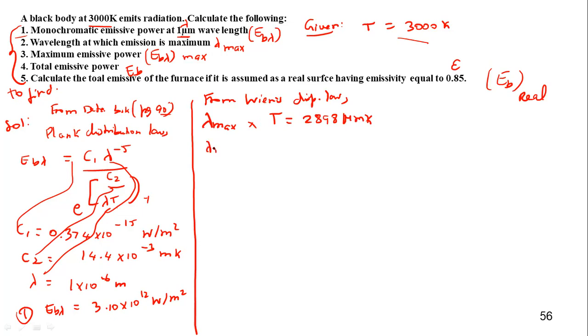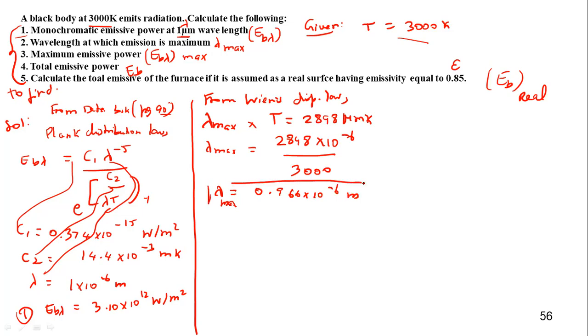Okay. So lambda max is equal to 2898. We convert the micrometer into 10 power minus 6, divided by the temperature. Going to the right hand side, we get the division by 3000, that is 3000 Kelvin. Okay. So we finally find the maximum wavelength, that is 0.966 into 10 power 6 meter. Okay. So this is the second value.